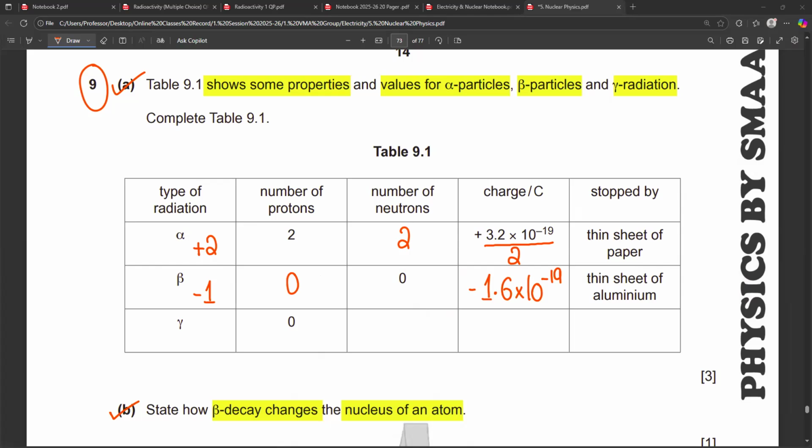Okay. No. Then if we talk about the number of neutrons in gamma. What about the number of neutrons in gamma? Again, we have zero neutrons because there is no charge on gamma. It means no positive, no negative, no neutral. So there is zero charge on gamma. And it can be stopped by a thick sheet of lead, right?